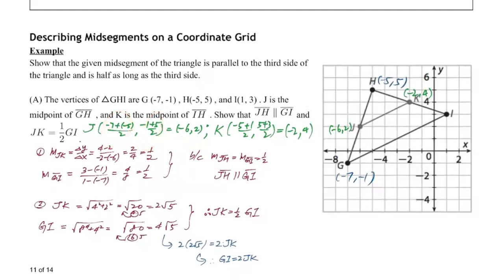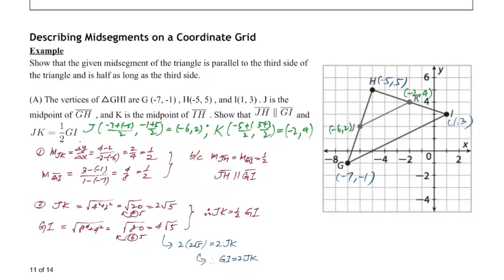Same thing with point K. We take the average of X values from H and I, and then the average of Y values. I in this particular case is 1 and 3. So the average of negative 5 and 1 is negative 2, and the average of 5 and 3 is 4. So we got J and K, and we're good to go.